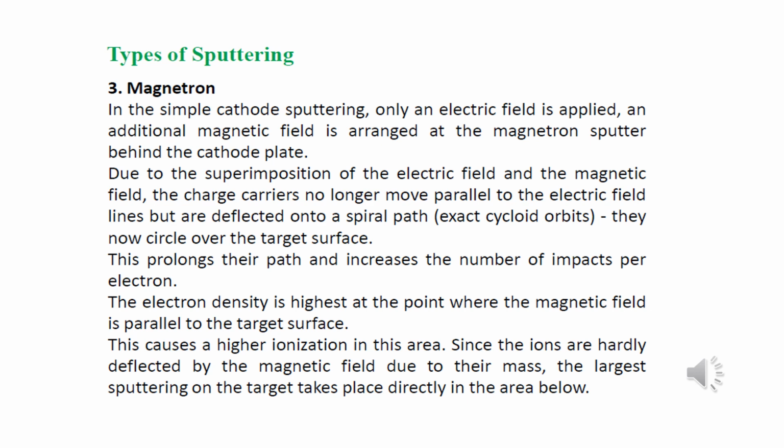This prolongs their path and increases the number of impacts per electron. The electron density is highest at the point where the magnetic field is parallel to the target surface. This causes a higher ionization in this area, since the ions are hardly deflected by the magnetic field due to their mass. The largest sputtering on the target takes place directly in the area below.